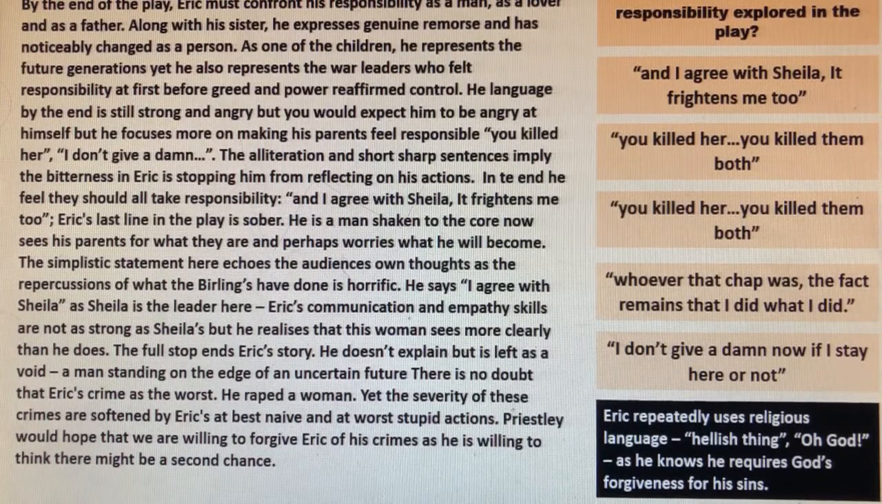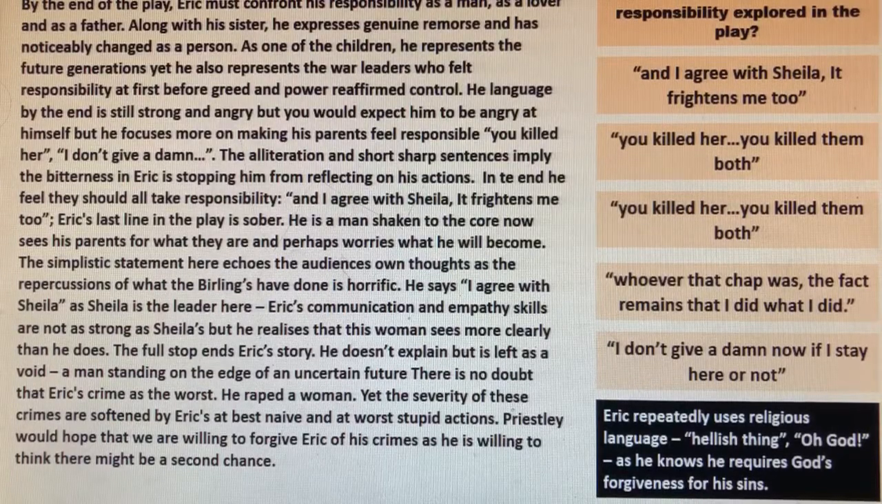His language, by the end, is still strong and angry, as you'd expect him to be angry at himself, but he focuses more on making his parents feel responsible. "You killed her. I don't give a damn." The alliteration and short, sharp sentences imply the bitterness that is stopping him from reflecting on his own actions. In the end, he feels they should all take responsibility. "And I agree with Sheila, it frightens me too."